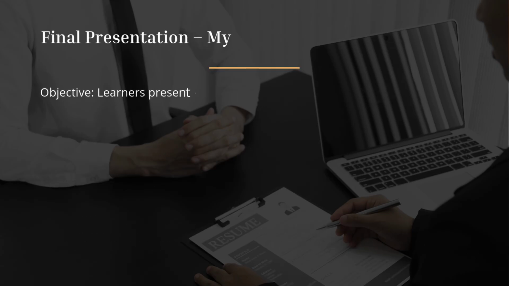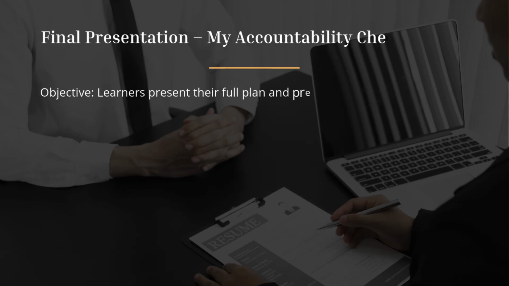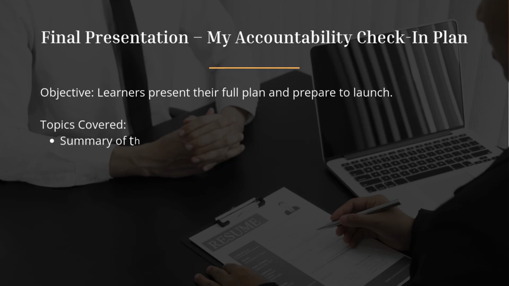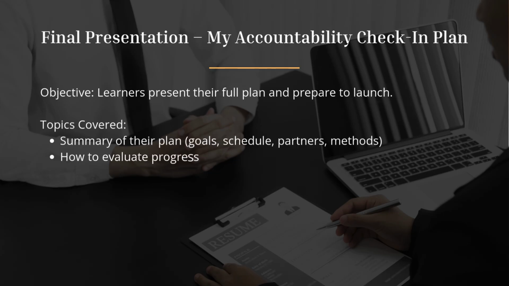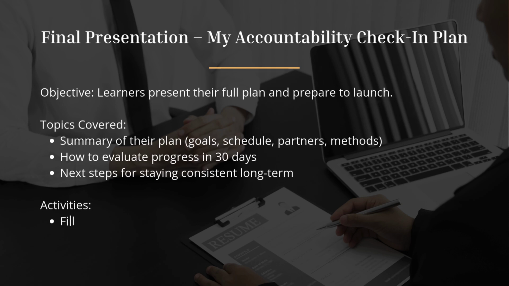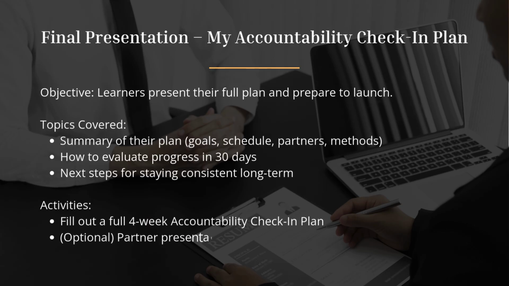Final presentation: my accountability check-in plan. Objective: learners present their full plan and prepare to launch. Topics covered: summary of their plan, goals, schedule, partners, methods. How to evaluate progress in 30 days. Next steps for staying consistent long-term. Activities. Fill out a full 4-week accountability check-in plan. Optional: partner presentation, share your plan with a classmate or group.